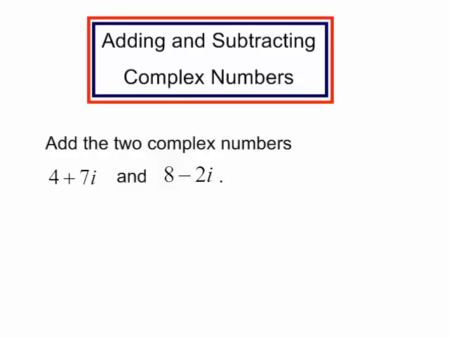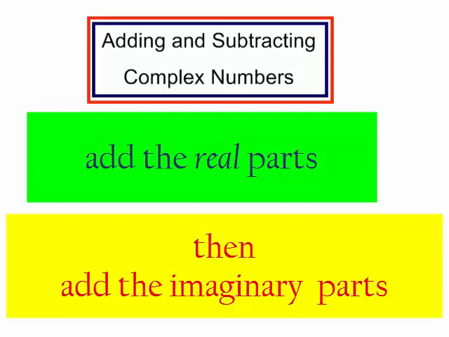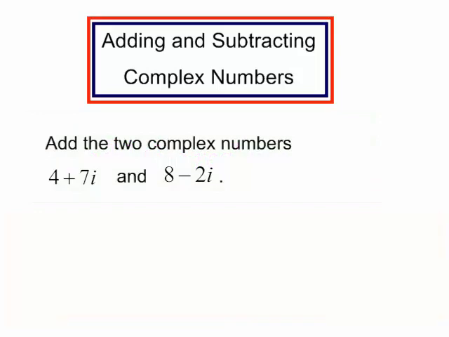We are going to add and subtract some complex numbers. To add two complex numbers, you will simply add the real parts of the complex numbers, and we will add the imaginary parts of the complex numbers. Add the two complex numbers, 4 + 7i and 8 - 2i.